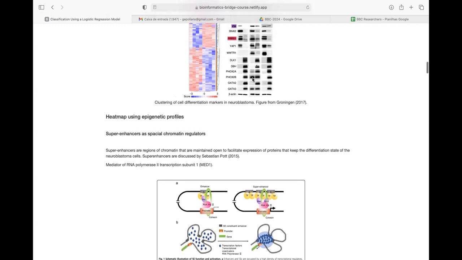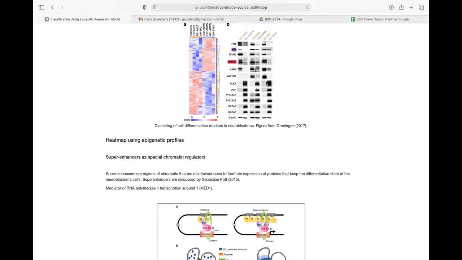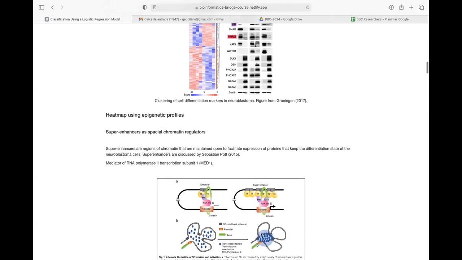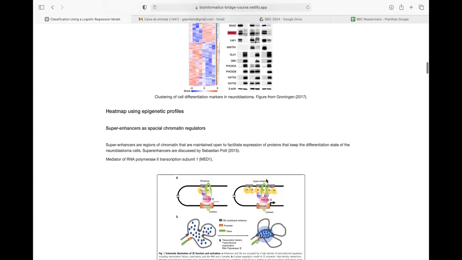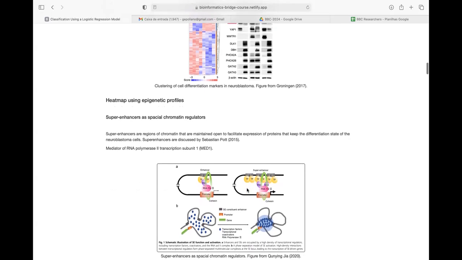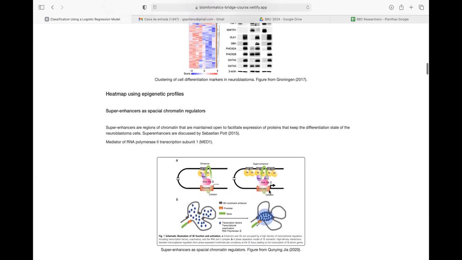By keeping the state of differentiation, what we mean is that there is high expression of the adrenergic genes in the adrenergic cells. The reason for that is that the chromatin, the DNA, is organized such that it maintains a high level of expression of those proteins. And that is tied to the concept of a super enhancer, because in this figure, you can see that there are a lot of transcription factors bound to a super enhancer region.